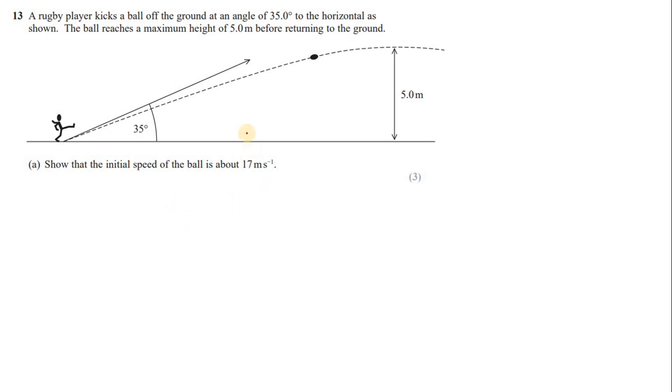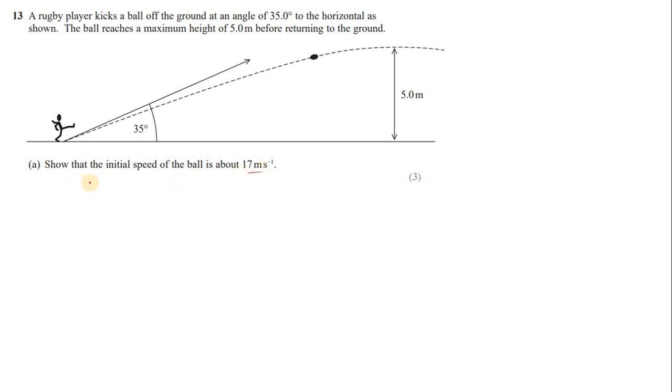Question number 13. A rugby player kicks a ball off the ground at an angle of 35 degrees to the horizontal as shown. The ball reaches a maximum height of 5 meters before returning to the ground. Show that the initial speed of the ball is about 17 meters per second.